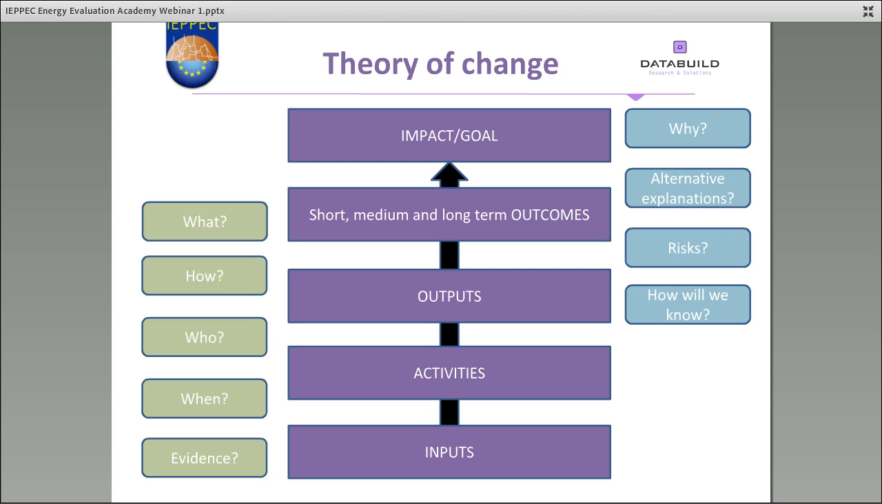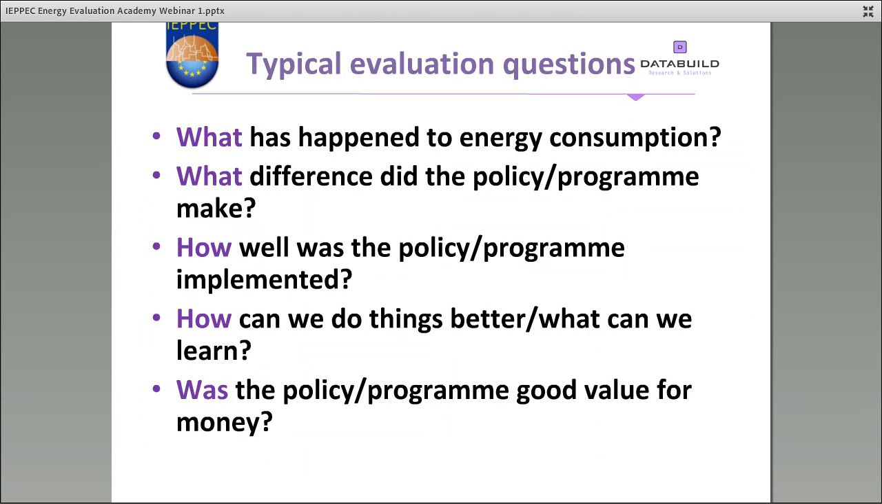So, using the theory of change, we can develop some evaluation questions. And typically, those would fall into 5 categories. There would be a question about what's happened. So, how has energy consumption in people's homes changed? Are they using more or less? Has the mix of energy changed? Have the end users changed? What difference did the policy or programme make to that? So these changes might have been caused by the policy or the programme, or they might have been going to happen anyway, or something else might have caused them. Those 2 questions are typically thought of as impact evaluation questions.